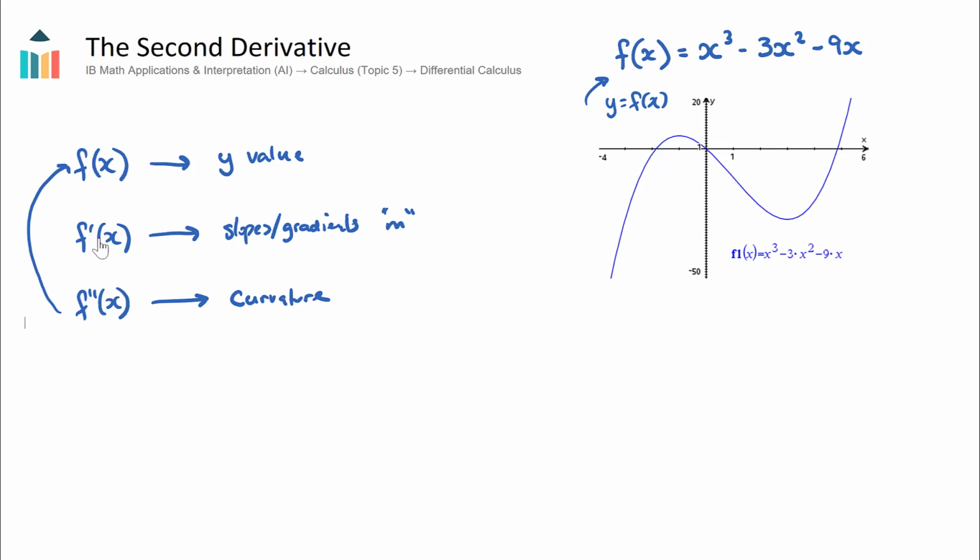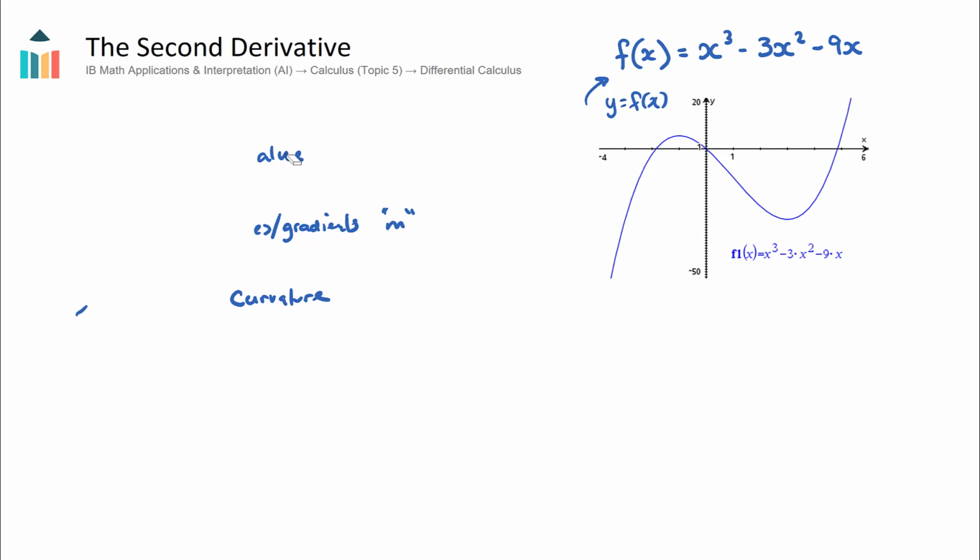The first derivative can help us find the slopes and the gradients of the original function, and the second derivative can help us find and understand the curvature of the original function. Hopefully that makes a little bit of sense. I'm going to use an example here to really try and make some sense of all of this. Let's rub all this out.